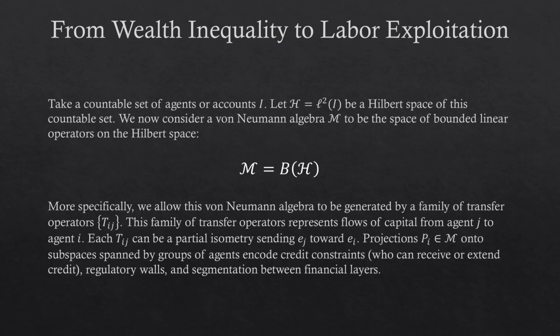More specifically, we allow this von Neumann algebra to be generated by a family of transfer operators that we shall denote as the collection of T sub ij. This family of transfer operators represents flows of capital from agent J to agent I. Each T sub ij can be a partial isometry sending E sub j toward E sub I. Projections P sub I that are elements of our von Neumann algebra onto subspaces spanned by groups of agents encode credit constraints, which shows who can receive or extend credit, as well as regulatory walls and segmentation between financial layers.